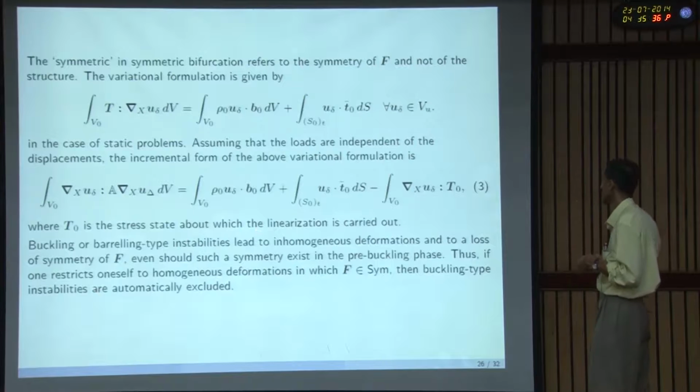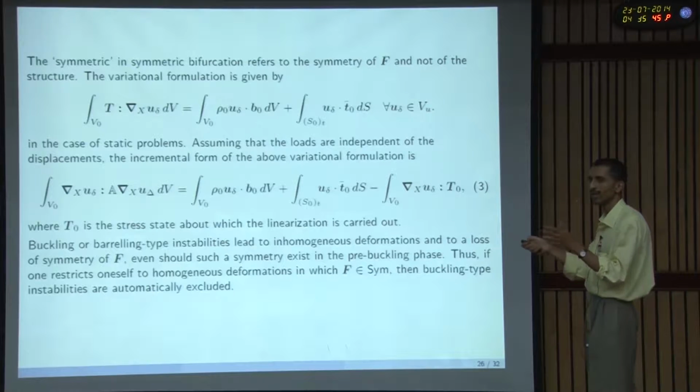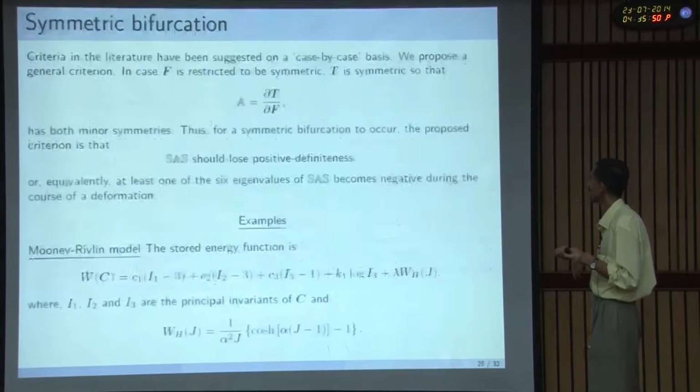The symmetric in that symmetric bifurcation actually refers to the symmetry of F and not to the symmetry of the structure. Because we are considering only homogeneous deformation there, F is symmetric, and so that is what we mean by symmetric deformation here.